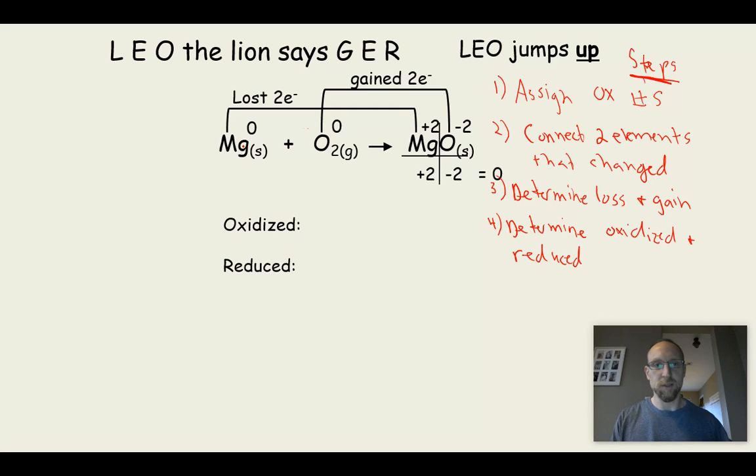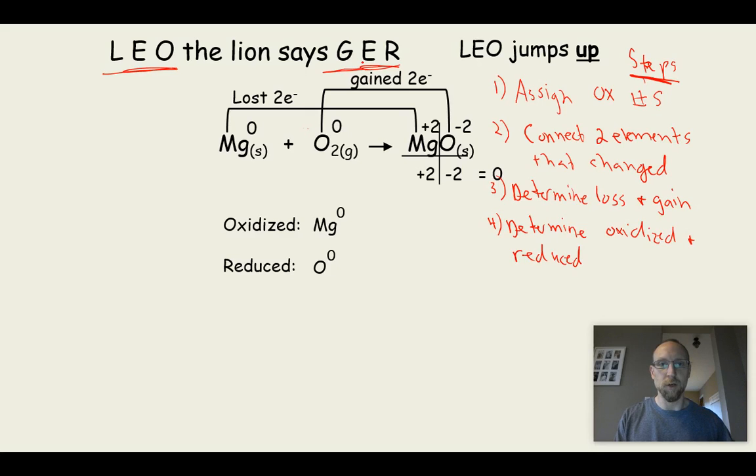So now you're just going to use this to figure out who's oxidized and who's reduced. How are we going to do that? Using our Leo says Ger, right? Loss of electrons is oxidation. So whoever lost was oxidized. So who lost 2 electrons? Mg. Right? Now, we don't just want to write Mg. We want to include the oxidation state, because there's also Mg +2 over here. So we got to be specific. So Mg0 is oxidized.